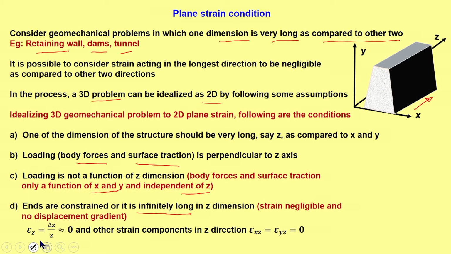So, that is how epsilon z is equal to delta z by z, which is approximately equal to 0, and the other strain components in z direction, epsilon xz, epsilon yz, are equal to 0. So, whatever strain components are associated with z are neglected. So, that is about plane strain condition.